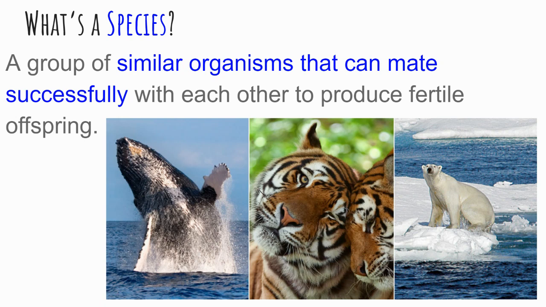A group of organisms is considered a species if they are similar to each other, meaning a lot of times they're genetically similar, they have similar DNA, and also they can mate successfully with each other to produce offspring who can go on to produce more of the same species. Like tigers can produce tiger cubs, and those tiger cubs can grow up and make more tiger cubs. So it is a species if it's similar and can mate successfully to produce a fertile offspring.